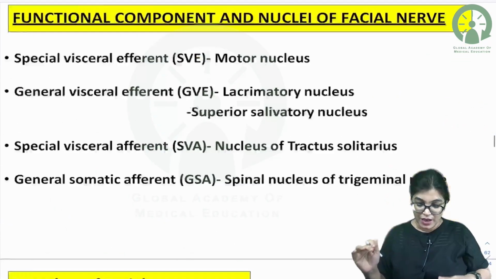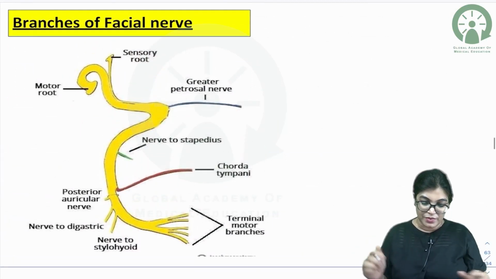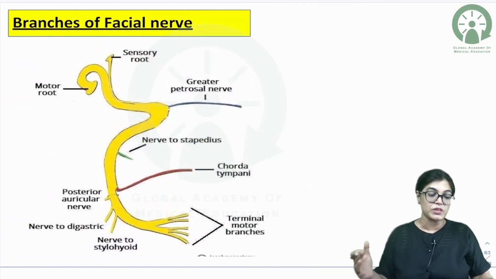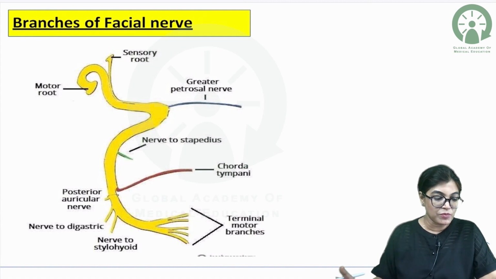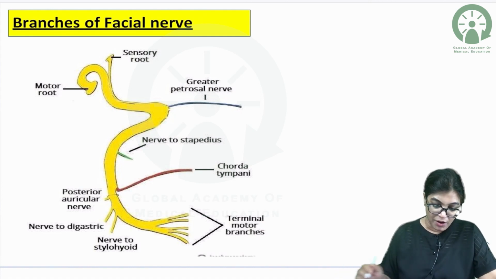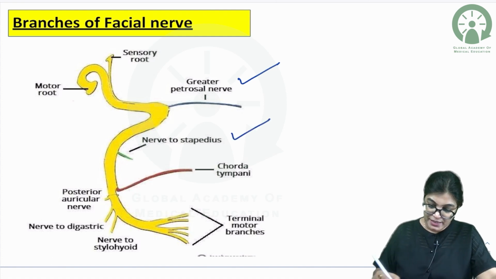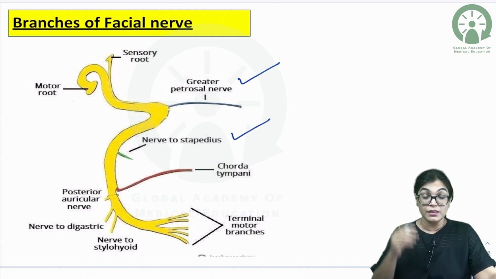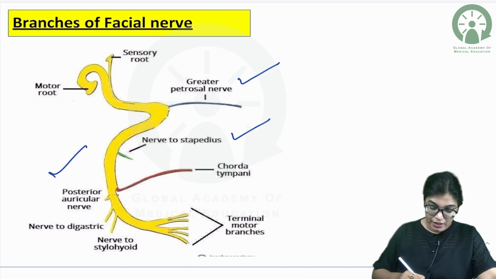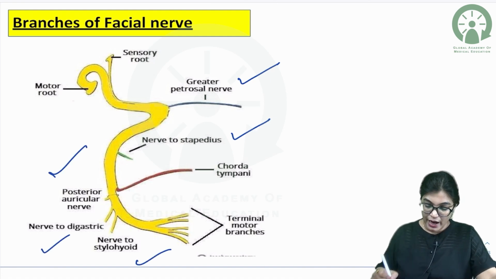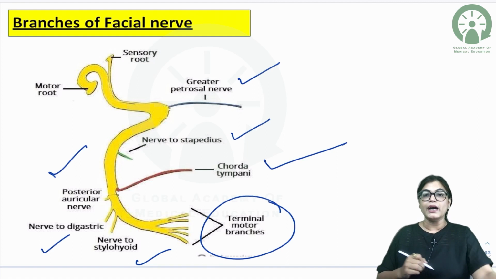It's a mixed nerve, having both motor and sensory components. Major branches are the greater petrosal nerve, nerve to stapedius, the muscle of the middle ear, posterior auricular nerve, nerve to digastric and stylohyoid, and the chorda tympani nerve.